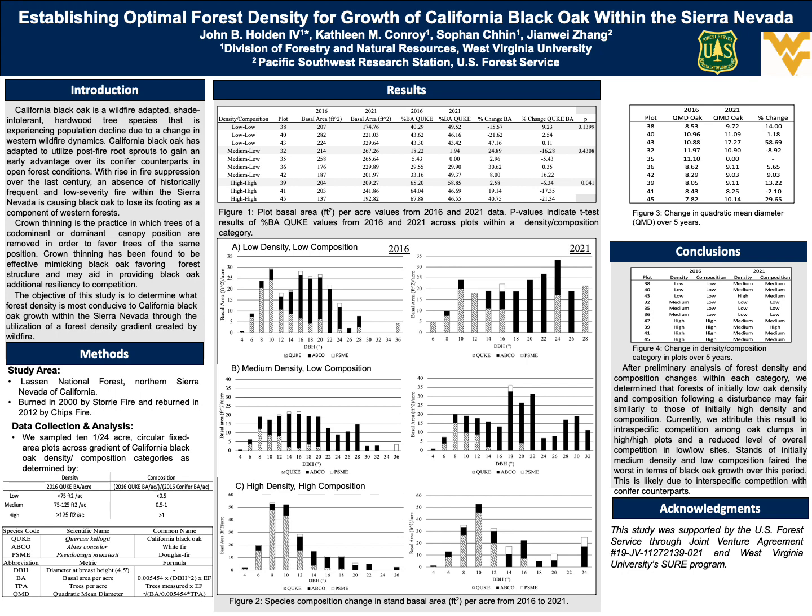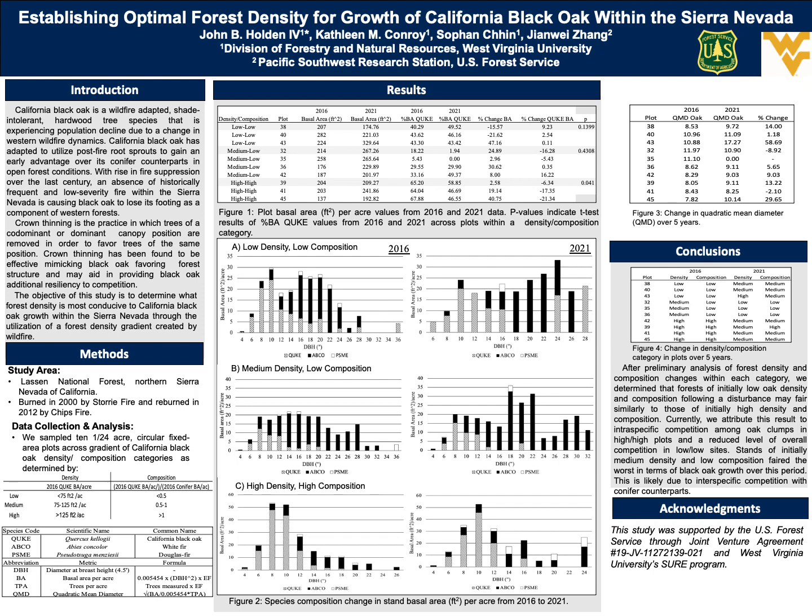However, there is a potential remedy for this issue in the form of a silvicultural technique known as crown thinning. Crown thinning is the process in which codominant and dominant canopy position trees are removed to favor the growth of trees within the same canopy class. This can be done to mimic a structure similar to that created by wildfires and thus allow for oak forest retention. This leads to our study's objective, which was to determine what forest density best supports the growth of California black oak.